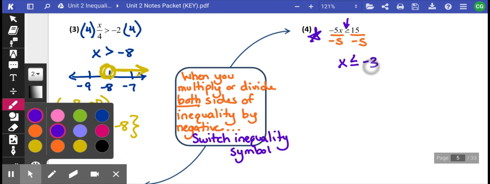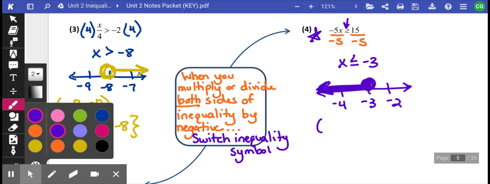So I'm going to put that in a number line. So -4, -3, -2. We're going to make sure that that is a closed circle. And I want all of the things that are to the left. So my interval will go from -infinity all the way to -3 inclusive, so including that. And my set notation, my set of x's such that x is less than or equal to -3.